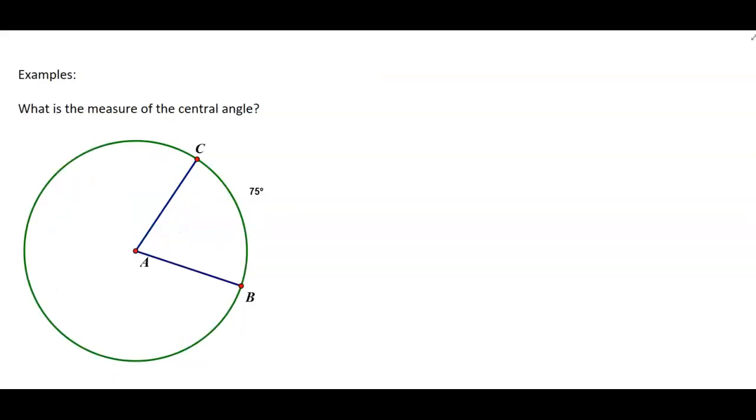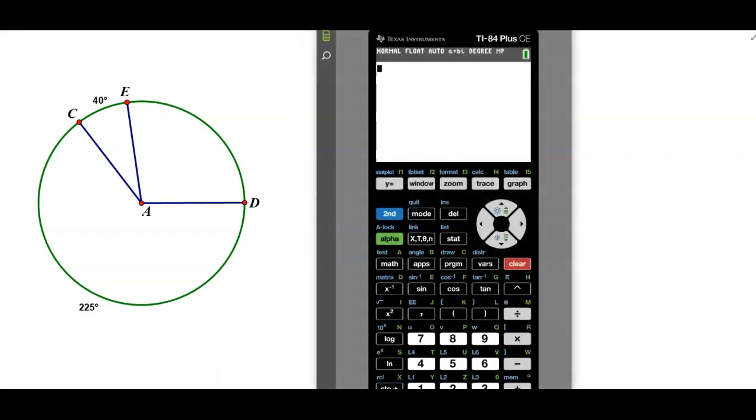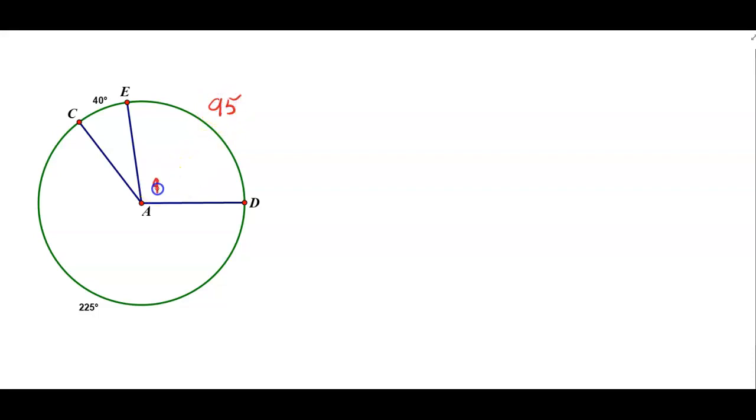Let's work some examples. What's the measure of the central angle? Well, you can notice that the arc right here is 75 degrees, which means the central angle is 75 degrees. How about this arc? Well, I've got 225 and 40, and the whole circle has to add up to 360. So I'm just going to go 360 minus 225 minus 40, and that gives me 95. So now I know this central angle is 95, this one's 40, and that one is 225.